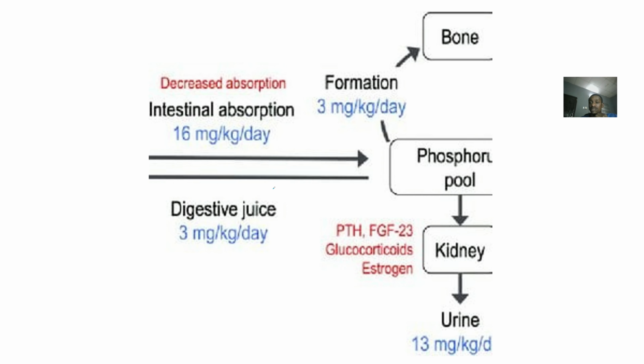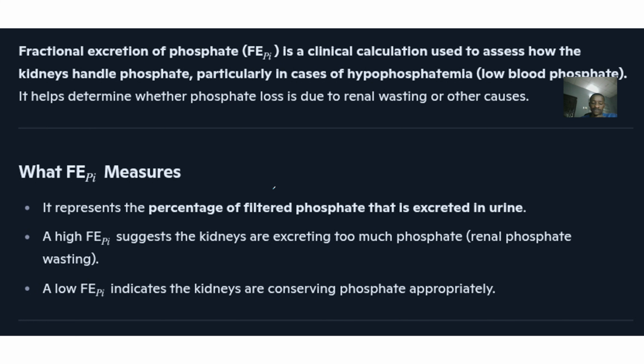If I'm trying to check for this, I'm trying to assess, you can pause to observe this, on the total how your kidneys are functioning, particularly in cases of hypophosphatemia. That means this patient always has low phosphate in the blood. So I want to see if it is the kidneys that are just wasting the phosphate out. So what does it mean?